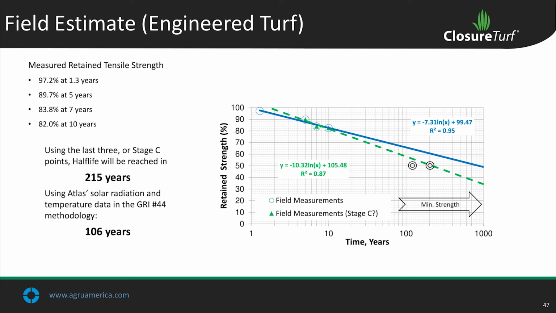Now, using Atlas's solar radiation data and temperature data, from the entire time these samples were being exposed at their facility north of Phoenix, and then plugging those values into the GRI Report 44 methodology, it predicted a half-life of 106 years. Now, in a situation like this, that is frankly excellent correlation. It's within an order of magnitude difference.